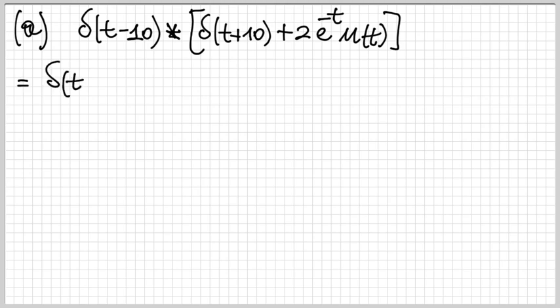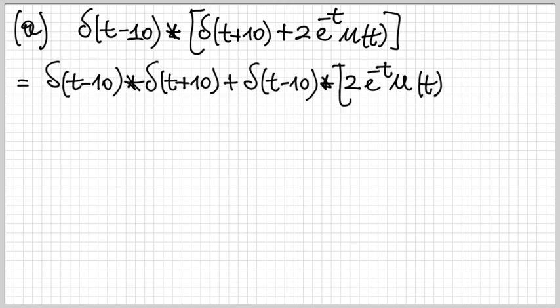Well, we can use the distributive property and calculate this as two different convolutions. So we distribute the content in the square brackets and we come up with two different convolutions. So a delta of t minus 10 convolution delta of t plus 10, and a second convolution.